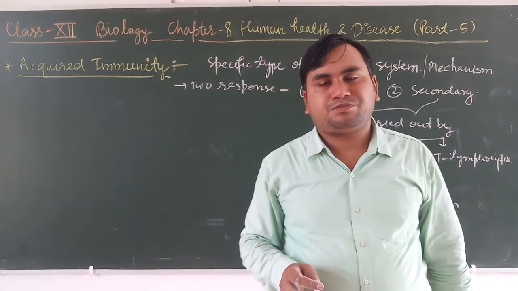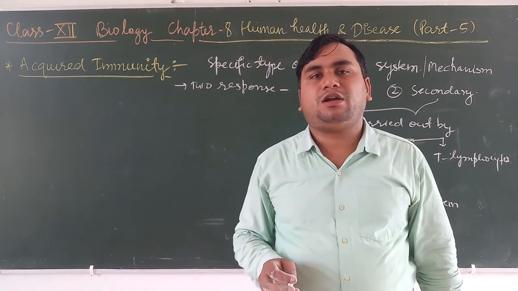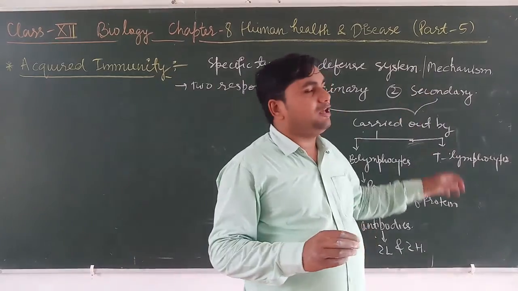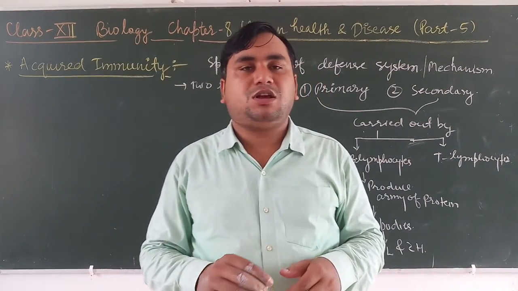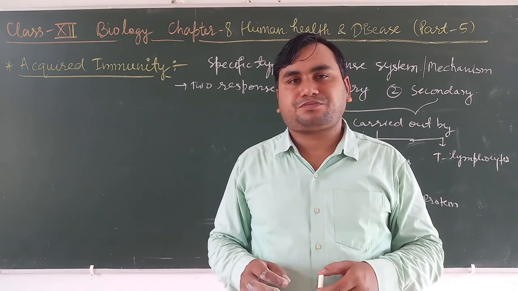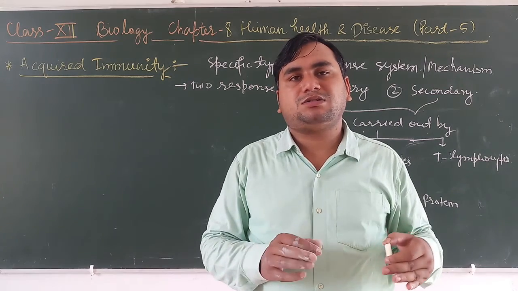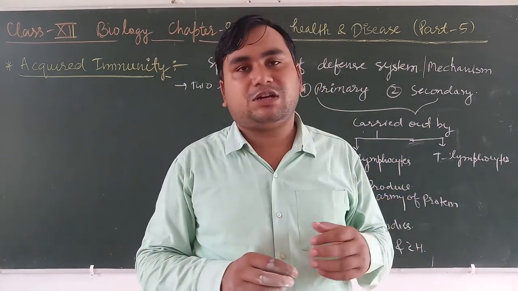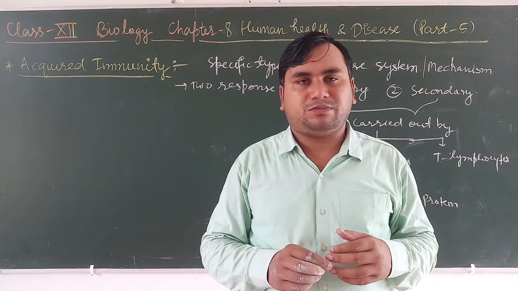Chapter 8 is going on, that is human health and disease, class 12. Today's part 5. In this chapter we are studying about different health and diseases, along with the immune system, in which there are innate immunity and acquired immunity. In the last part 4, we studied about the innate immunity. Today I am going to describe acquired immunity.